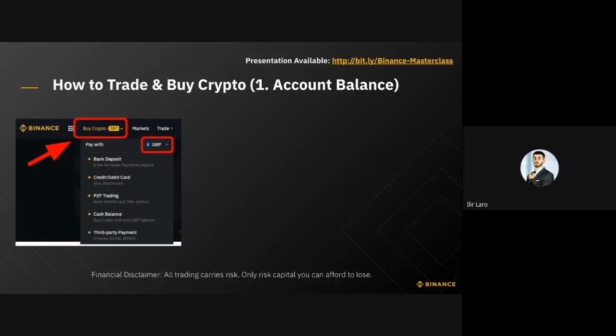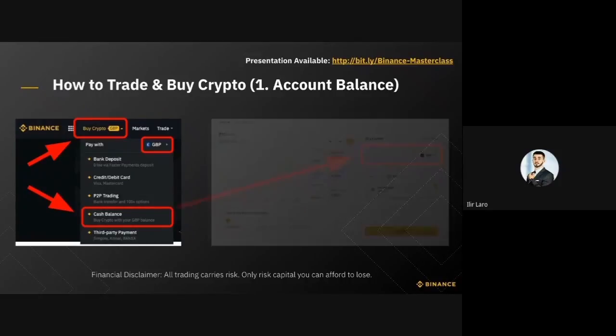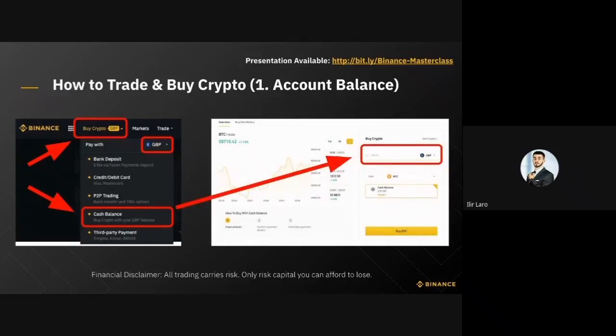So go on the home page, go on the navigation bar, click on buy crypto, make sure you select GBP when it says pay with, and then you can actually see it right there, cash balance. So click on the cash balance and then you'll be directed to the page on the right. This is actually a really simple page. It's quite simple and quite easy to use. So I'm not going to touch on more about this.